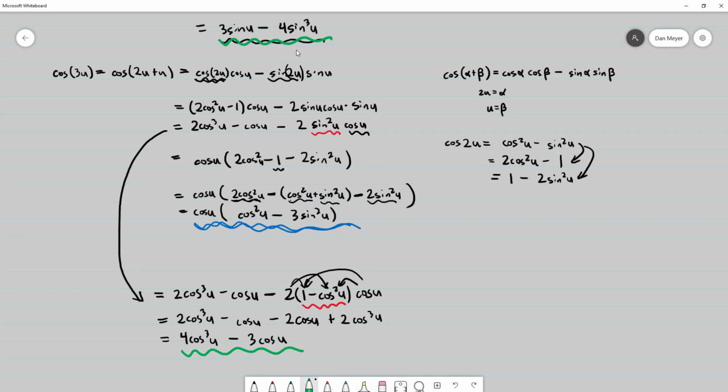I'm legitimately surprised that these formulas end up being so very similar for the triple angle formula. So I'm glad we did that. There's some interesting stuff going on there. Apparently 3 is an interesting number.